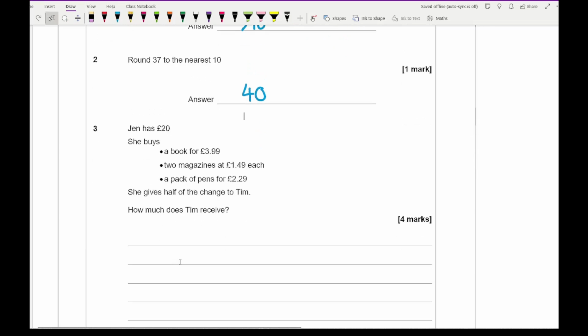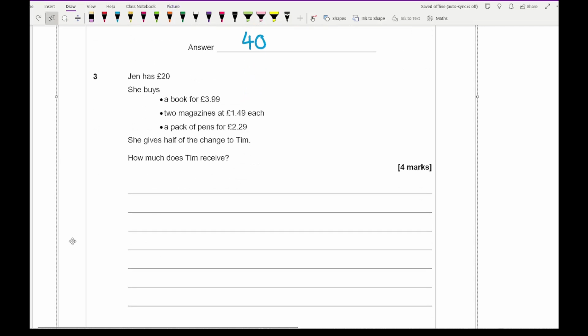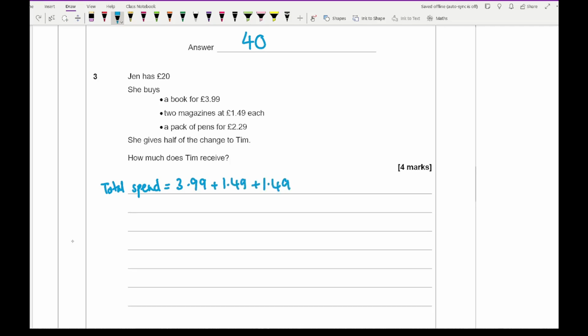For question 3, it says Jen has £20. She buys a book for £3.99, 2 magazines for £1.49 each, and a pack of pens for £2.29. She gives half of the change to Tim, and the question is asking how much does Tim receive. So for this, what we need to do is to work out the total spend. So if I write this all down, it's going to be £3.99 plus £1.49 plus £1.49, alternatively you could have just done 1.49 times 2 plus 2.29, and if I type that all into my calculator I get an answer of £9.26.